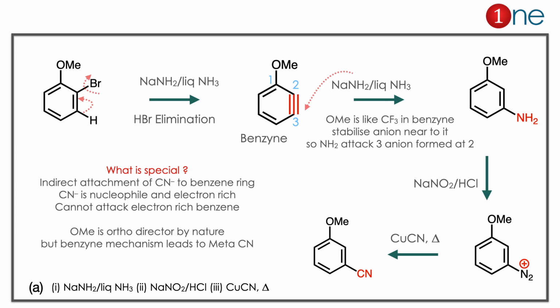Here you have to learn two important things. One is benzyne formation. If you have bromine in the benzene with a hydrogen atom, you might think of benzyne formation. Second thing is the OMe group. OMe group behaves like CF3 in benzyne condition. So the attack is always favored on the third position, not on the second position.